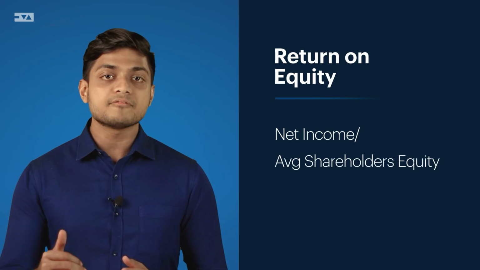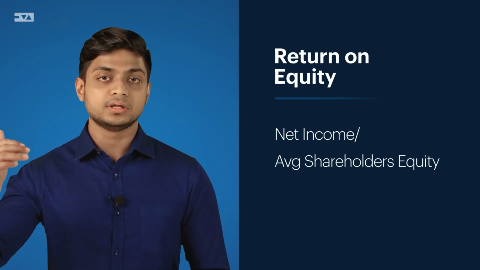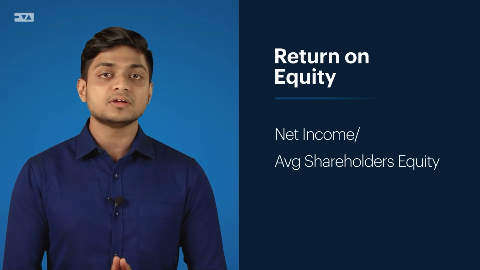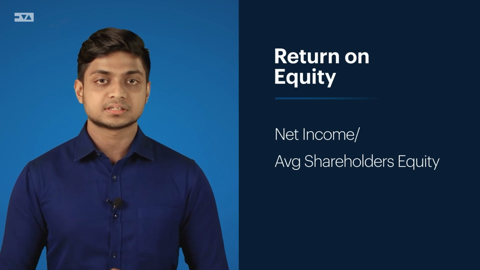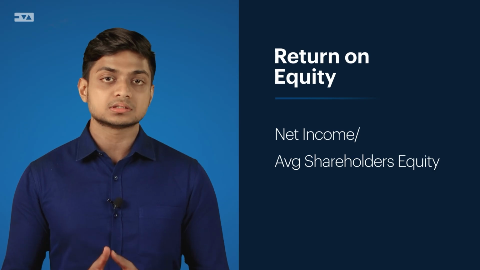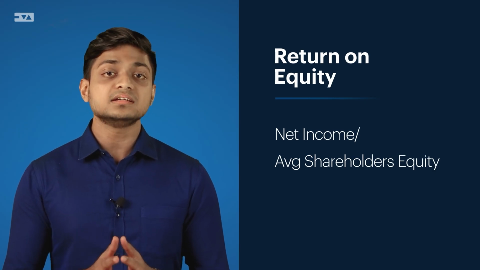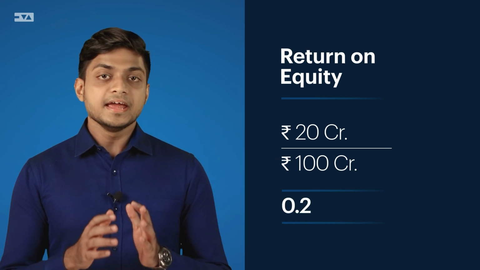This metric communicates a company's ability to turn shareholders' equity into profits. It's the ultimate expression of profitability and shareholder value creation. It is calculated by dividing the net income upon average shareholders' equity. A higher ROE indicates that the company is effectively using equity to generate profits. Hence, as per ABC's financials, the total shareholder equity stands at 100 crores. Therefore, the ROE of the company will come out to be 0.2, indicating for every 100 rupees worth of equity, the company is generating 20 rupees of return.